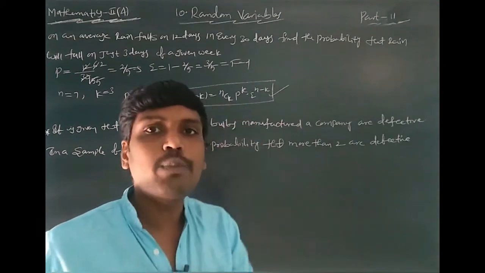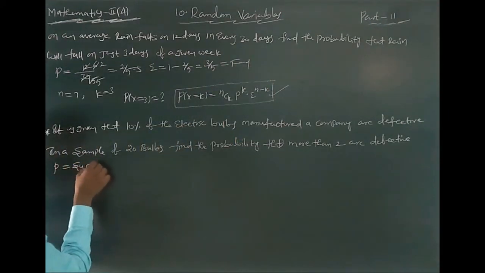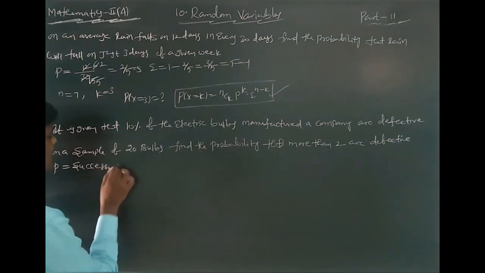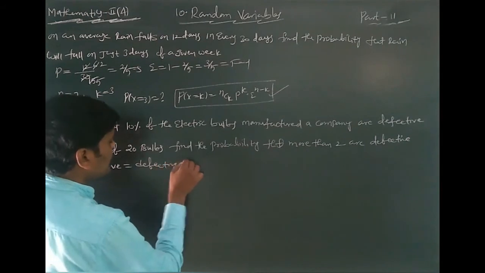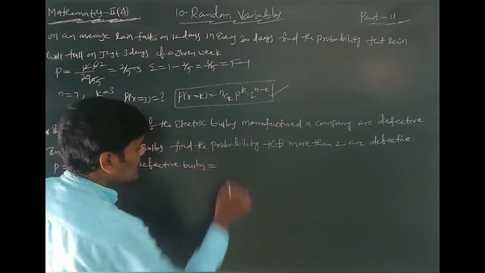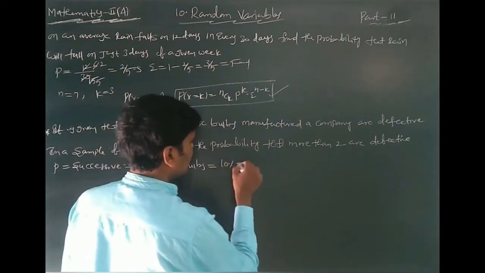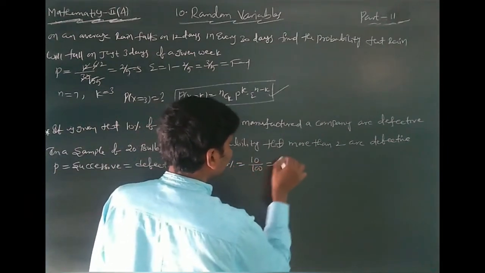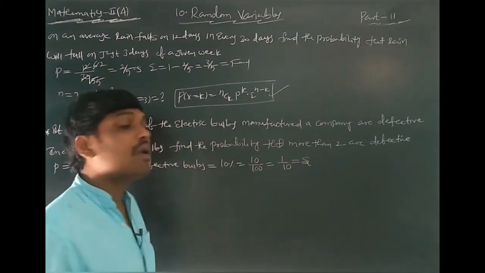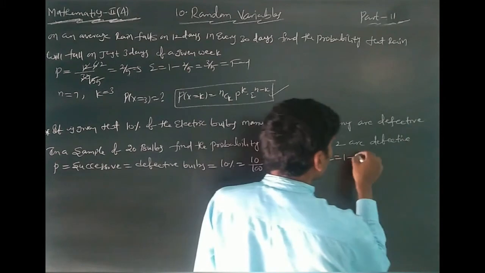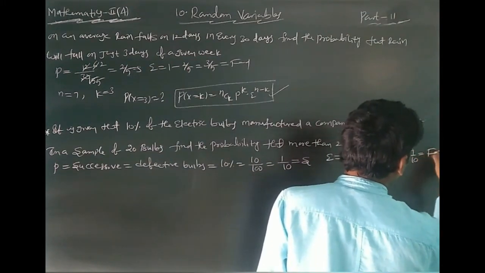Here the defective probability is the success probability. P is the success probability. That success probability is the defective bulb probability. Here 10% of bulbs are defective, that is 10 by 100, which is equal to 1 by 10. This 1 by 10 is the success probability. What is the failure probability? q is equal to 1 minus p, 1 minus 1 by 10, that is equal to 9 by 10. This is the failure probability.